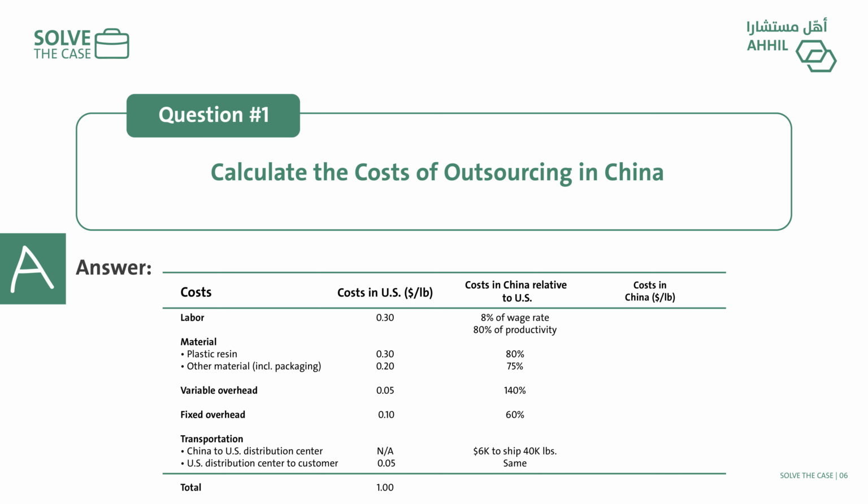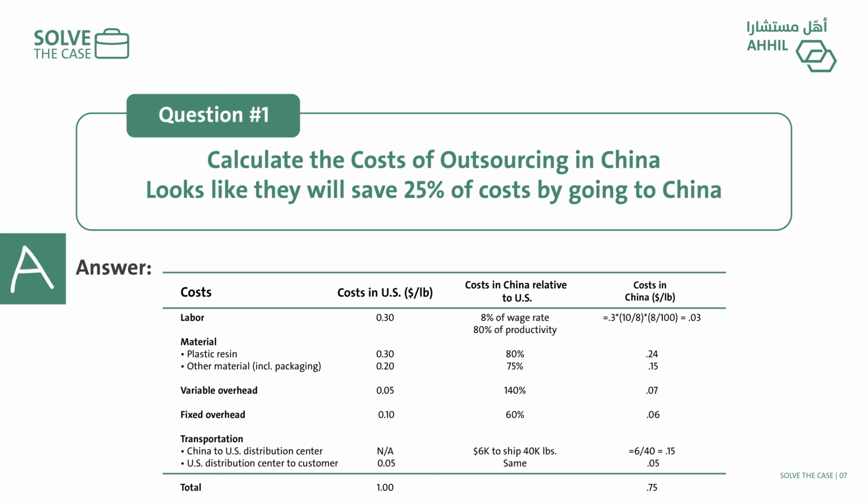So going into the next slide, we can see all of the calculations we did previously and the total cost per pound. We can see here that it is going to cost us 75 cents versus $1 in the US. So it will save us around 25% if we outsource these in China.